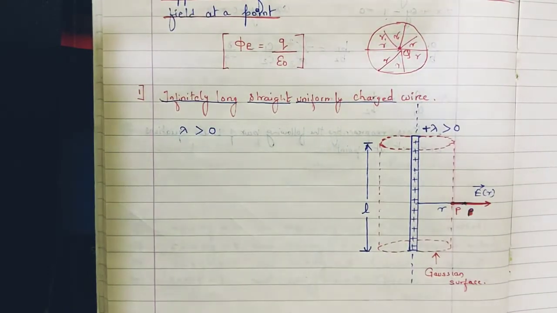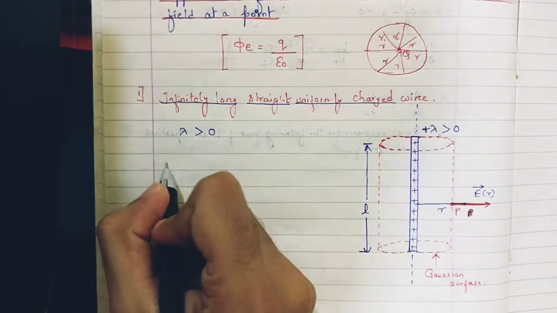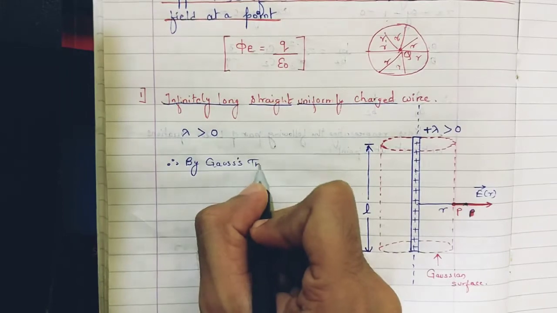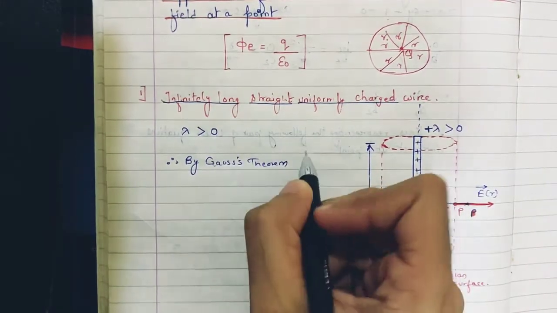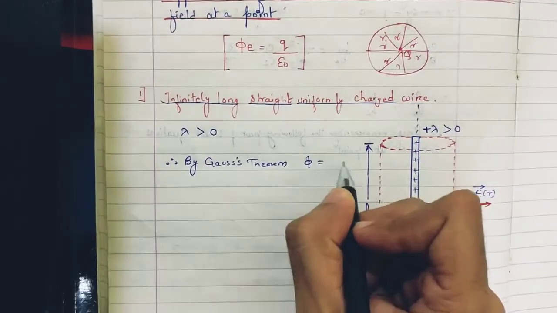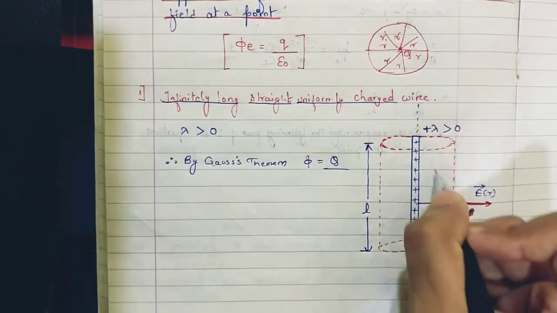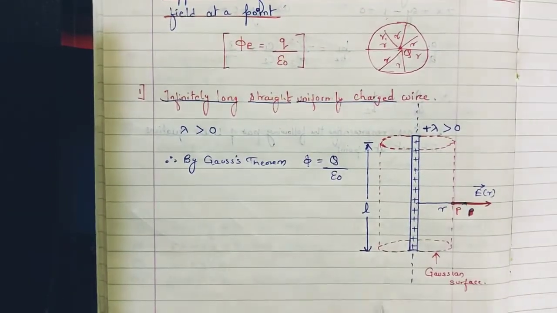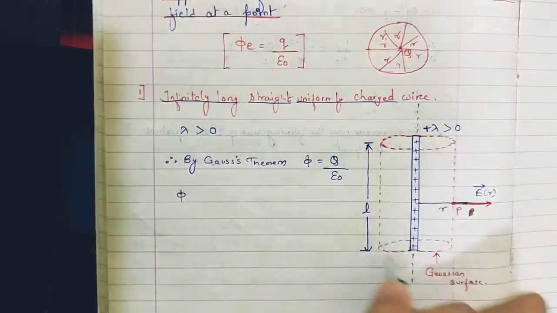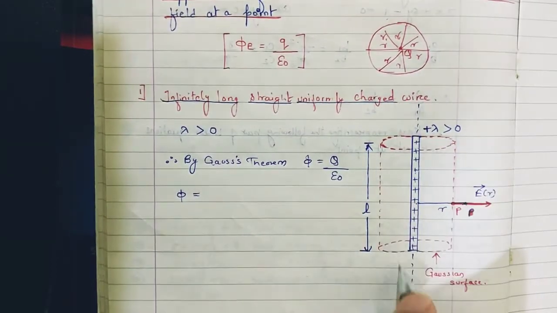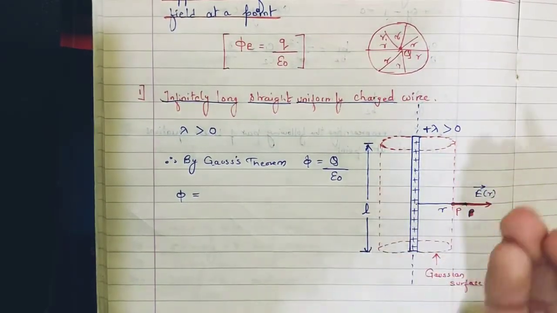Now let us apply the Gauss law. By Gauss law, the flux coming out from this entire Gaussian surface is given by the total charge enclosed inside this Gaussian surface divided by epsilon naught. First let us concentrate on this flux. The flux coming out from this Gaussian surface is going to be from this cross-sectional area, from this cross-sectional area, and from the curved surface area.